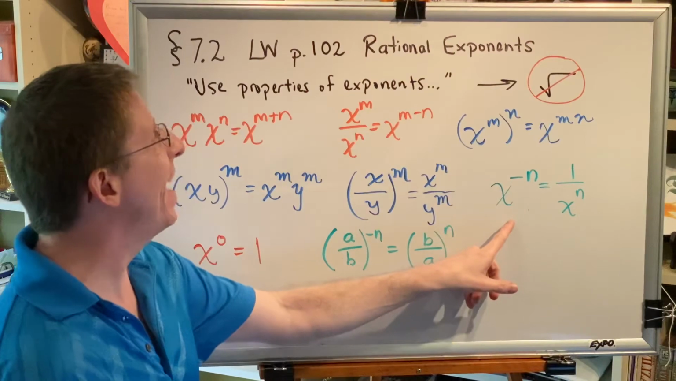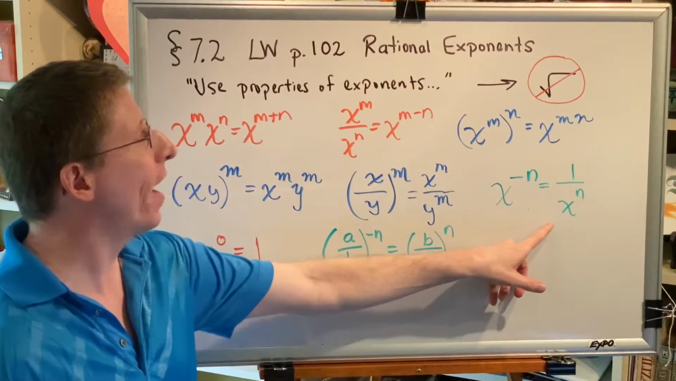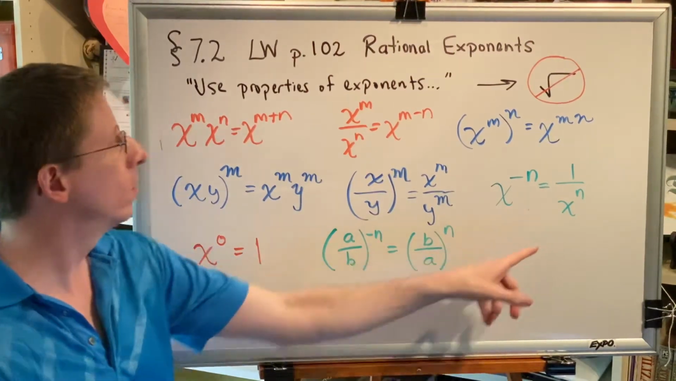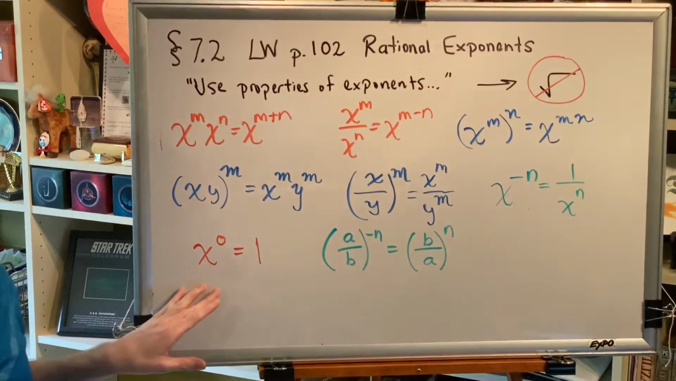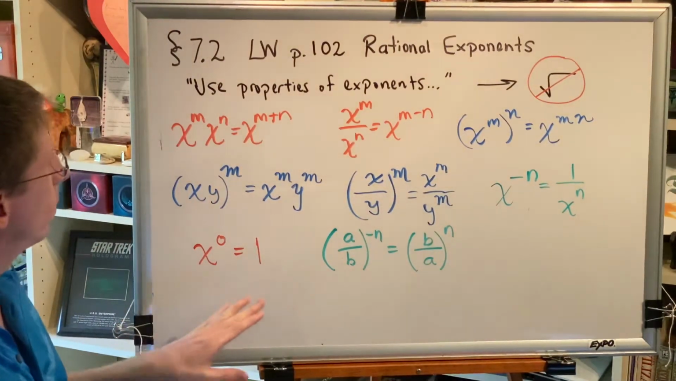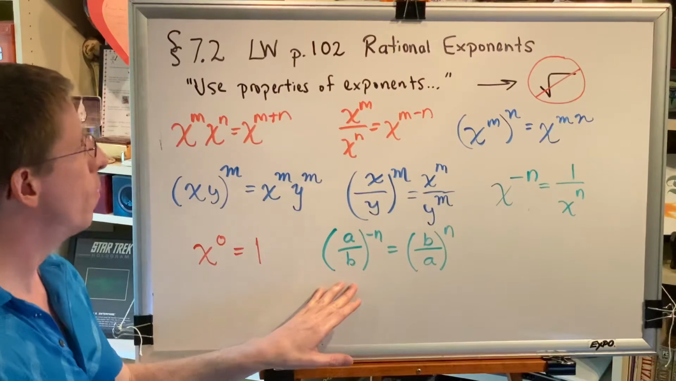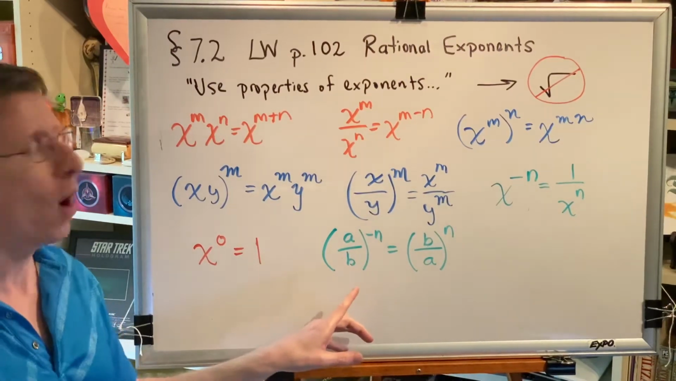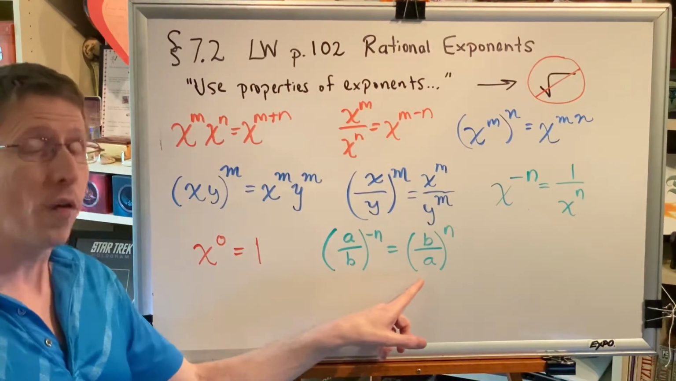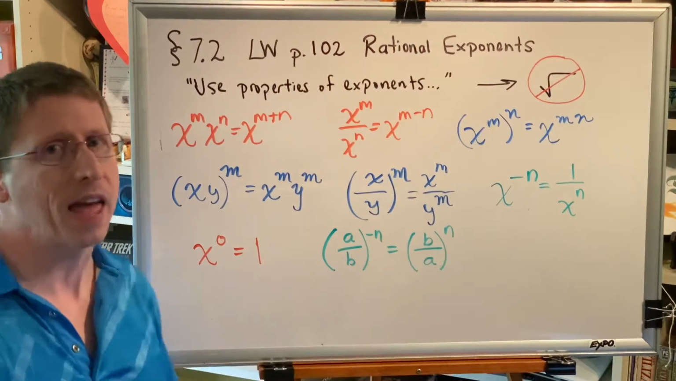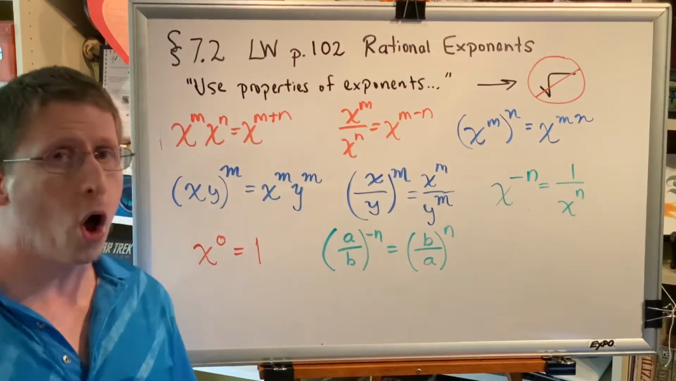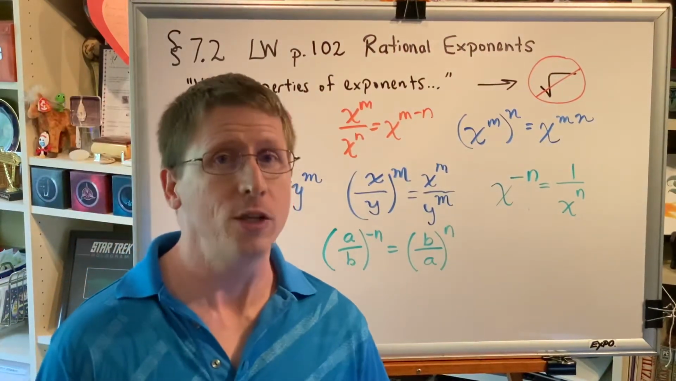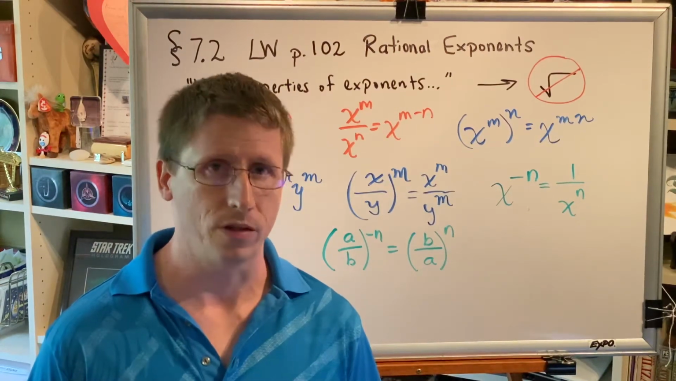x to the negative n power equals 1 over x to the positive n power. x to the 0 power equals 1. a over b, in parentheses, to the negative n power equals b over a, in parentheses, to the positive n power. All of these rules are important, and each one has its own usefulness.